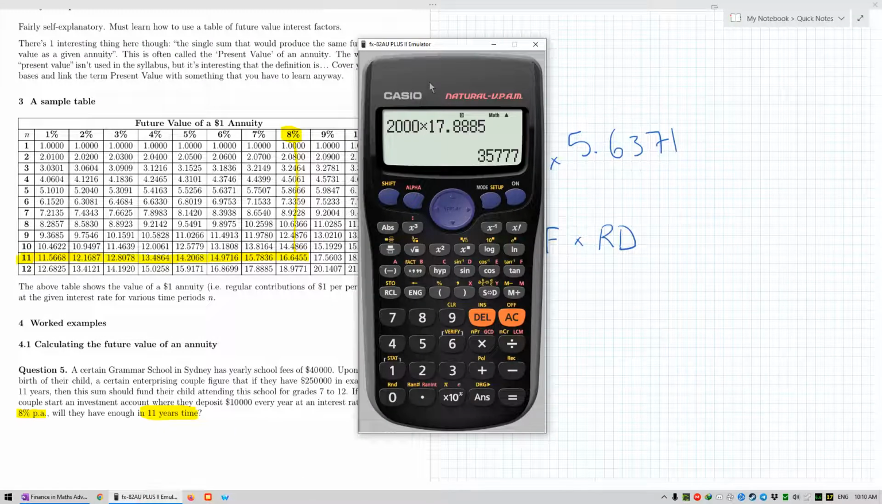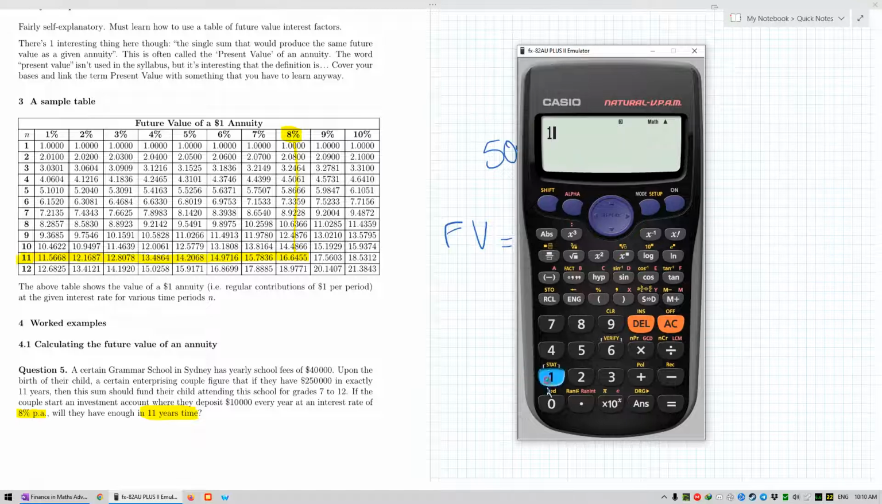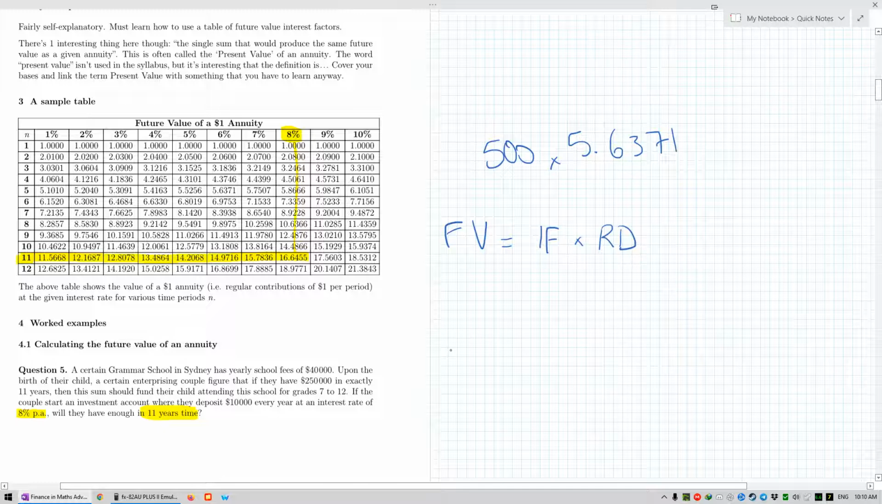And so we just pull out our calculator and we say $10,000 every year, so we'll do 10,000 multiplied by 16.6455. Will they have enough? No, they will not have enough, because they will only have $166,455. So will they have enough? No, they will not.